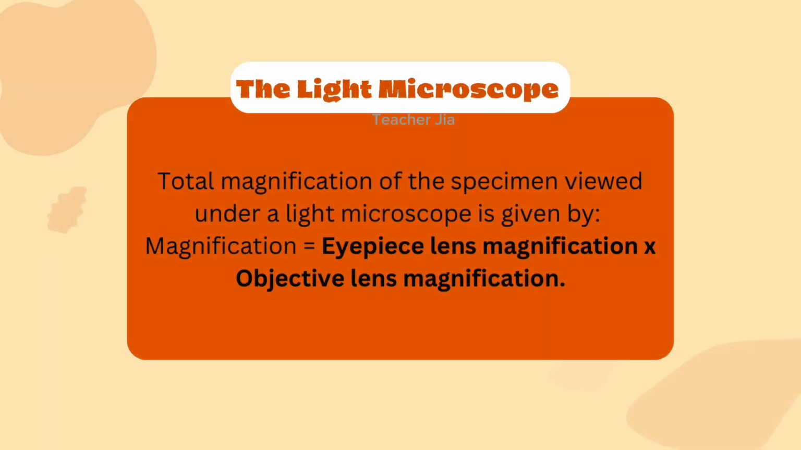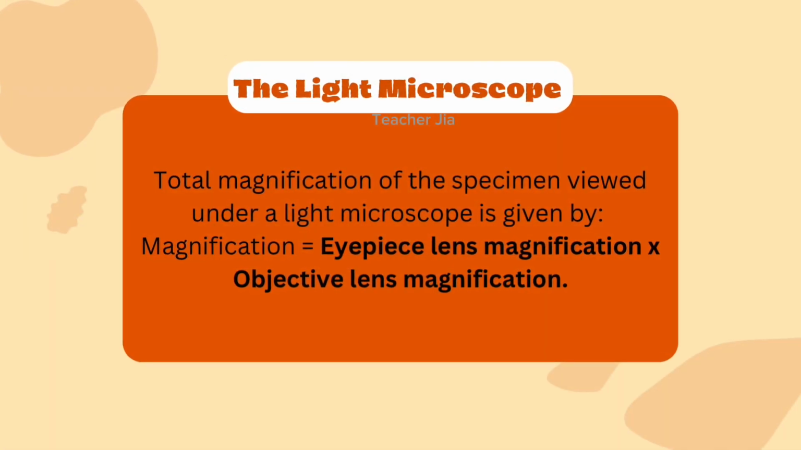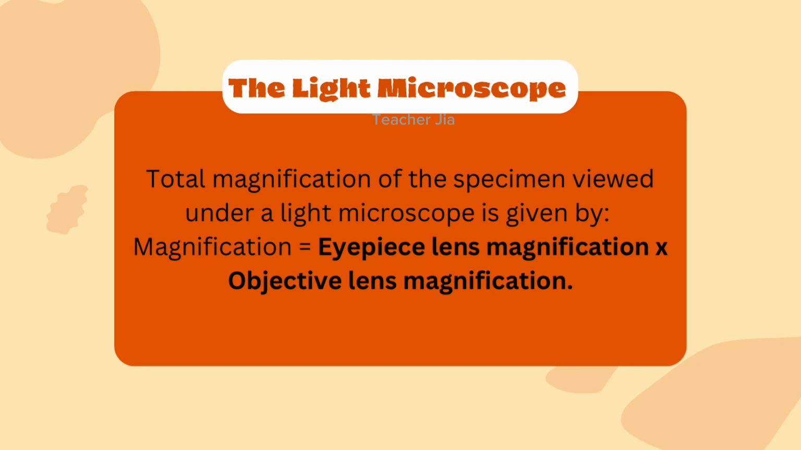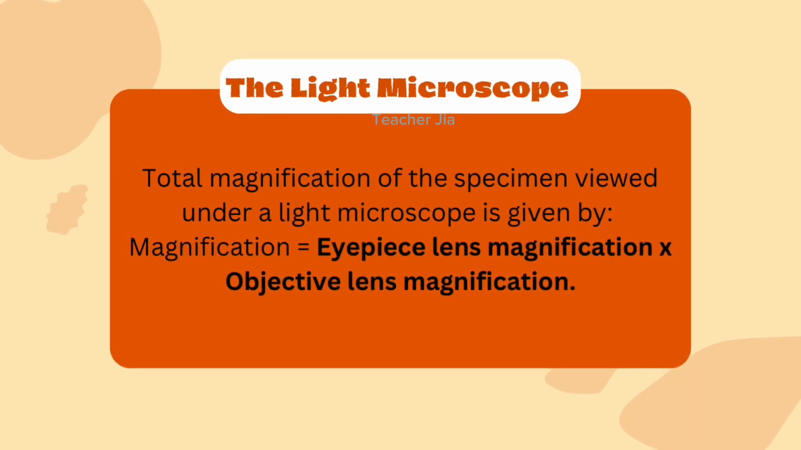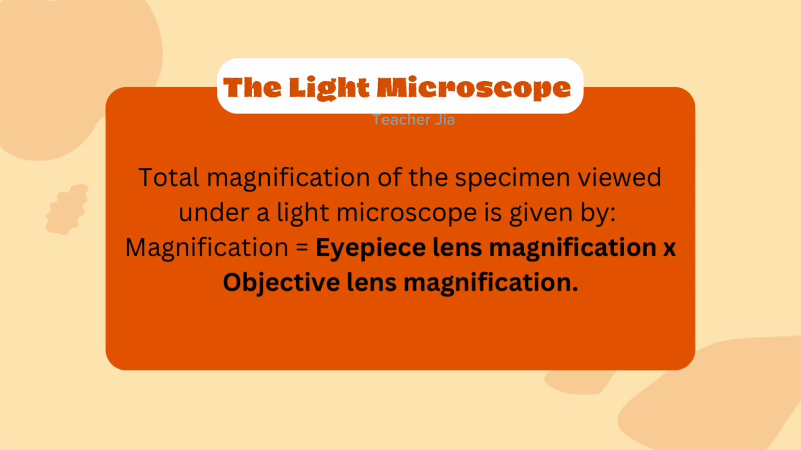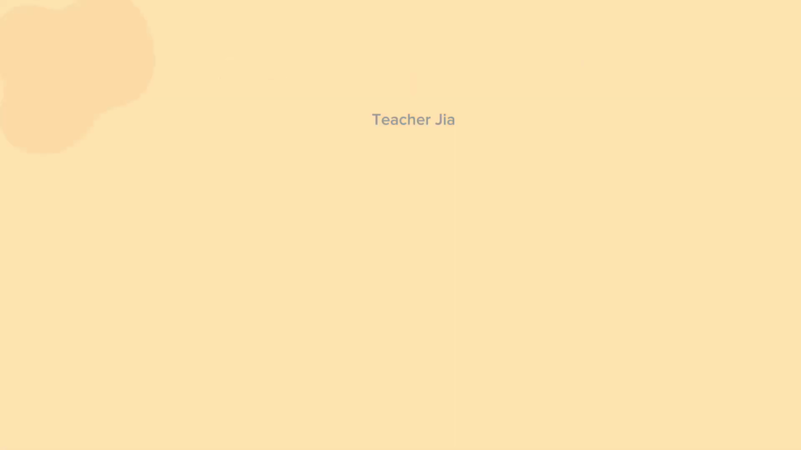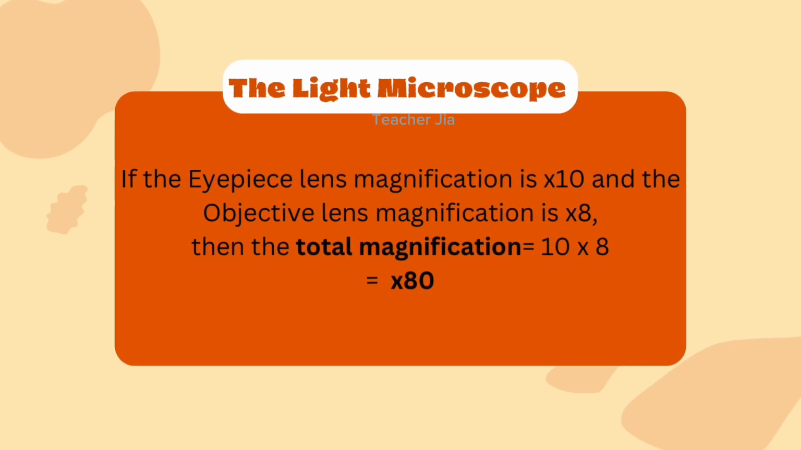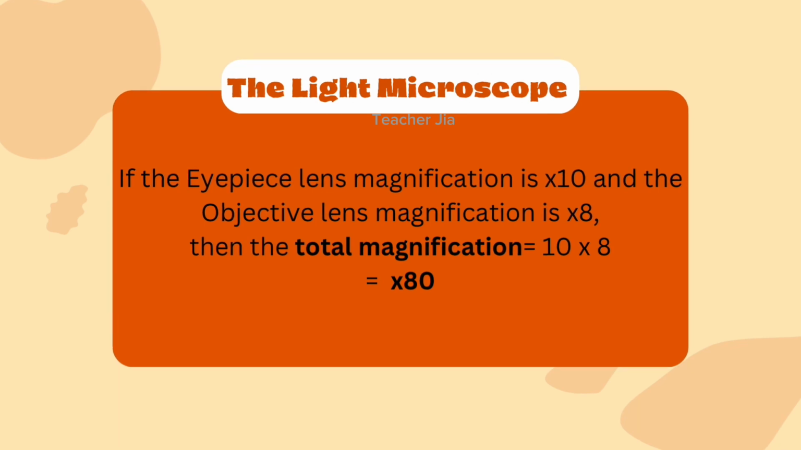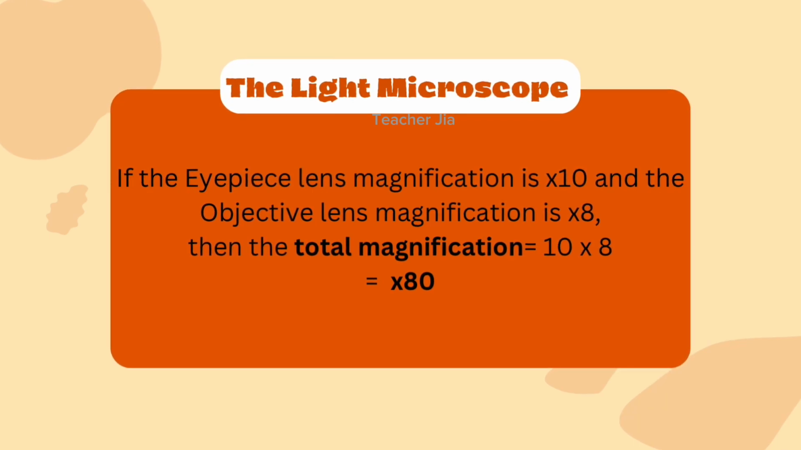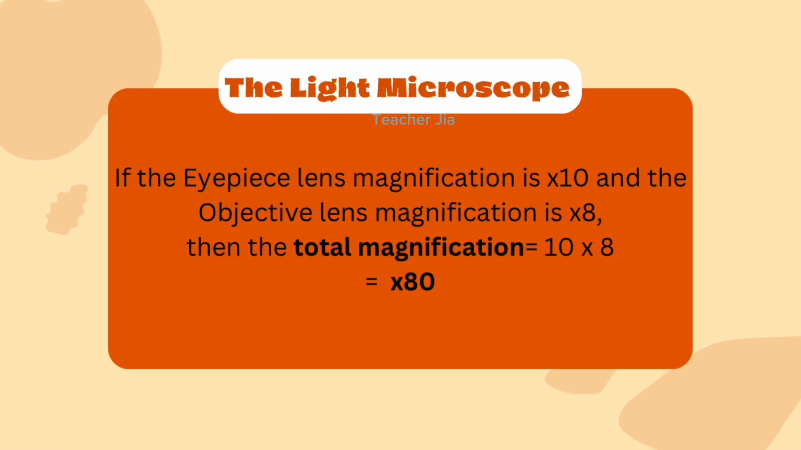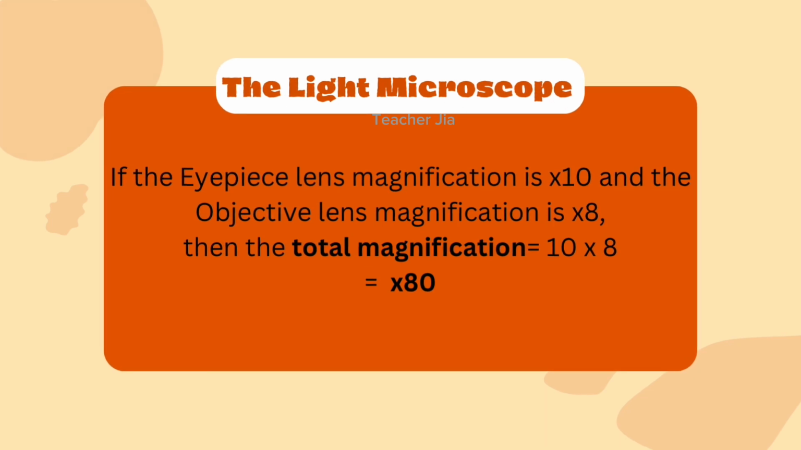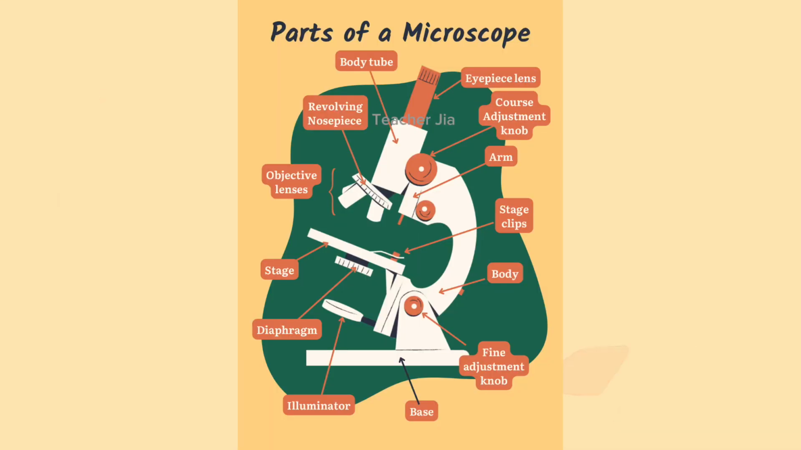Total magnification of the specimen viewed under a light microscope is given by: magnification equals eyepiece lens magnification times objective lens magnification. So that is the formula for calculating total magnification of the specimen. For example, if the eyepiece lens magnification is times 10 and the objective lens magnification is times 8, then the total magnification will be 10 times 8, that will be 80, and you have to place that x or times in front of 80 so that it becomes correct. It is a must. Take note of that.